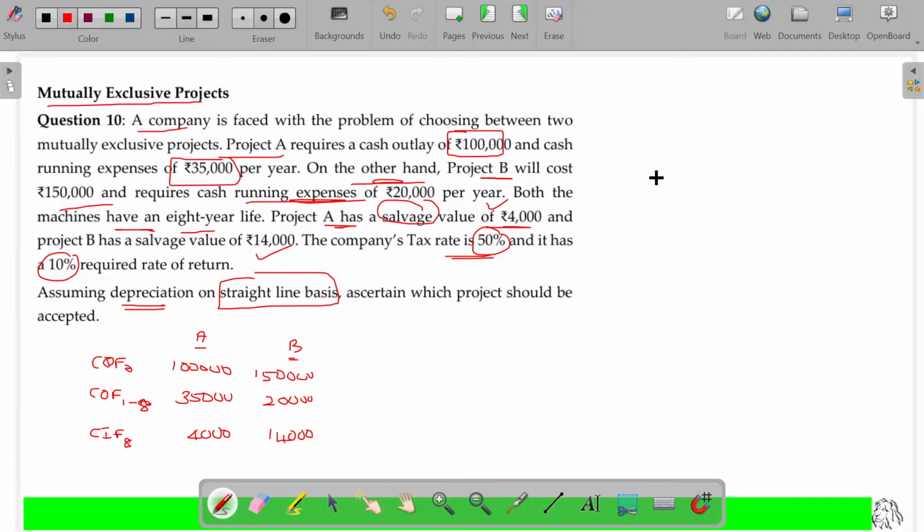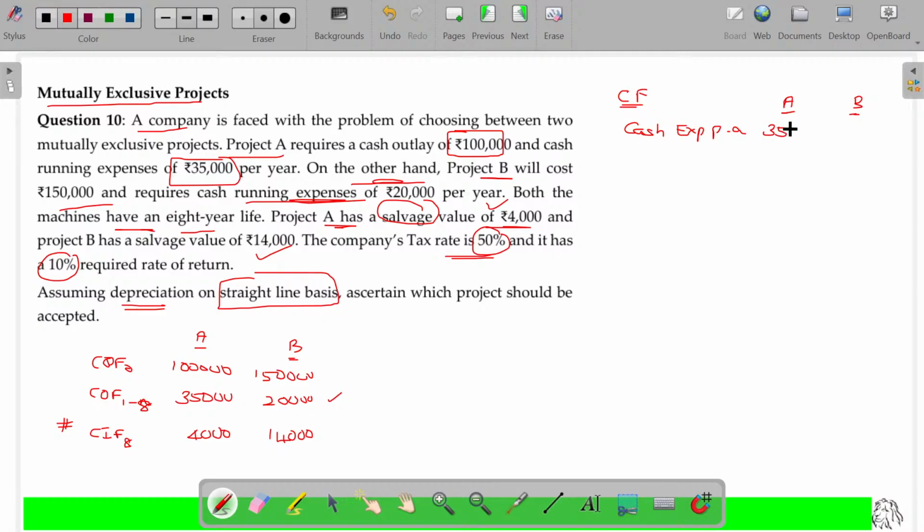Now listen here. We don't have what? Inflow. Only the scrap value here is an inflow. Others are only outflow. Let's start with the cash outflow calculation. Cash flow calculation. Running expenses: cash expenses per annum for machine A and machine B.